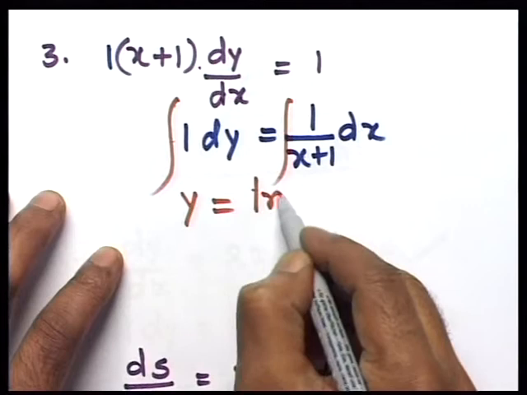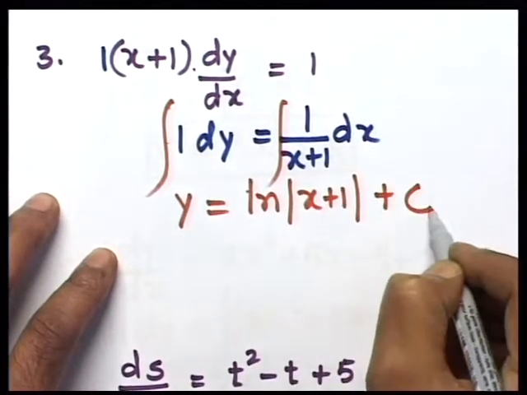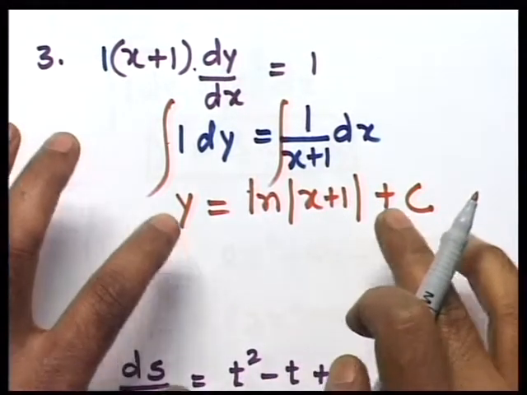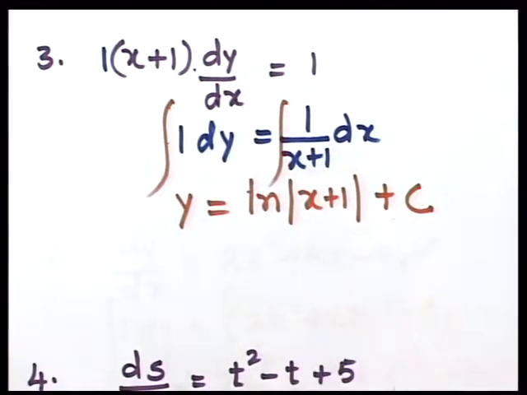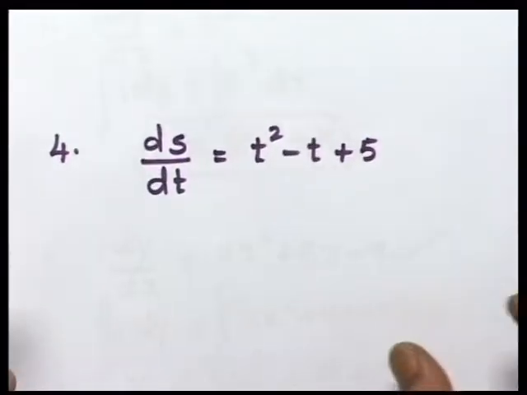You all know, right? Natural log of x plus 1, and then plus c. That's it. This is the general solution of that. It doesn't have to be x and y only. It can be physics, right?